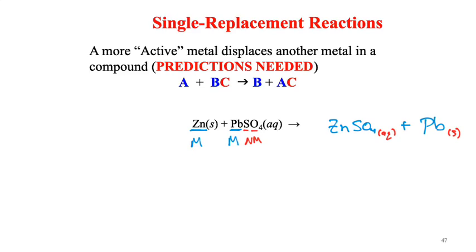If. What is a chemical equation? If this chemical equation happens, this would be the result. Does it happen?